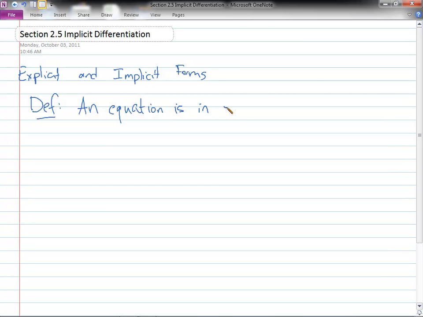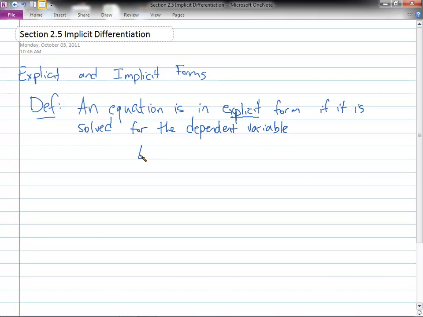is in what I call explicit form if it is solved for the dependent variable, which in our case is usually y. If we're talking about y and x, y depends on x. Okay, so for example, something as simple as y is equal to 3x squared minus 5 is an explicit form for that equation.